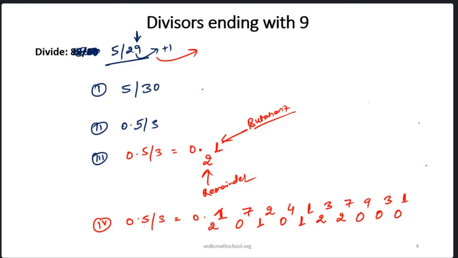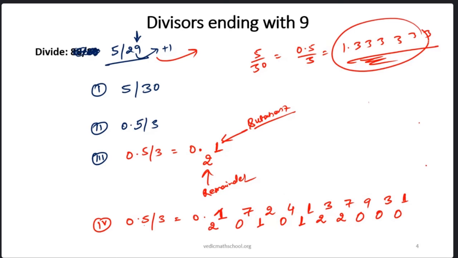So actually, I was telling you the same explanation here. It will become 5 upon 30, and anybody will be able to calculate it very easily. 5 upon 30 is what? 0.5 by 3, right? Which you have done here. And now you will do this. 1.33333. Yes or no? 0.5 divided by 3, this is the answer. But this is not the correct answer.